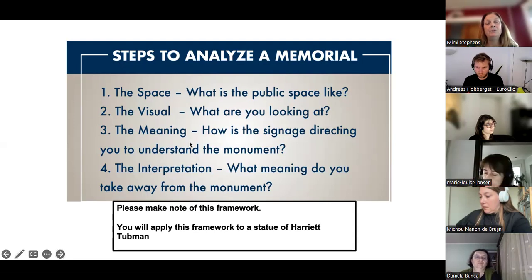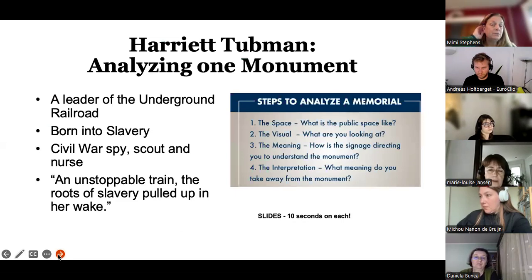Because I'm going to have you look at a series of slides of a statue of Harriet Tubman. And we're going to see if you can apply this framework to these images that I'll show you of the statue of Harriet Tubman. And for those of you who maybe aren't familiar with Harriet Tubman, there's a background reading that goes with the lesson.